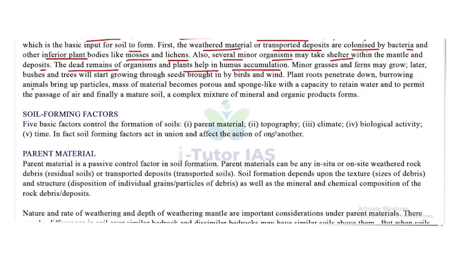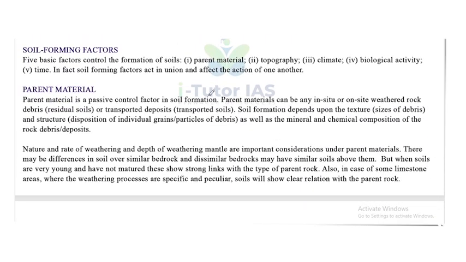Now, soil forming factors. Five basic factors control the formation of soils. First, parent material, then topography, climate, biological activity, and time. In fact, soil forming factors act in union and affect the action of one another. So parent material, topography, climate, biological activity and time are the five basic factors which control the formation of soil.